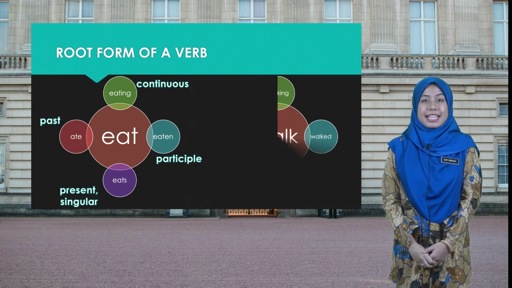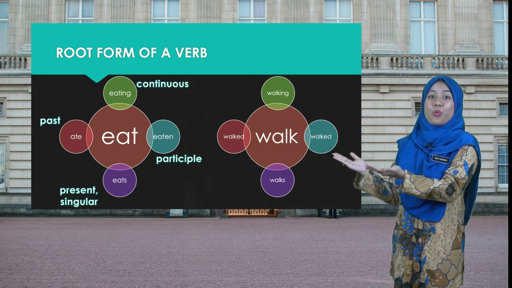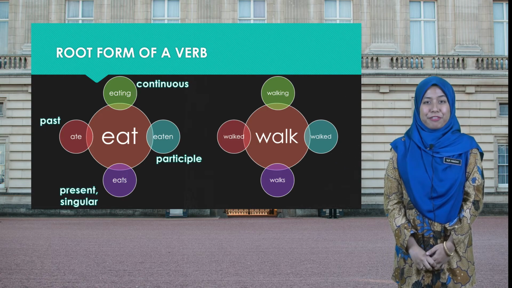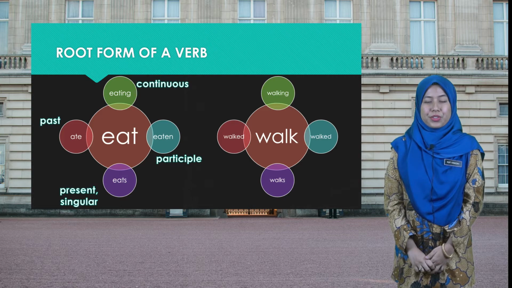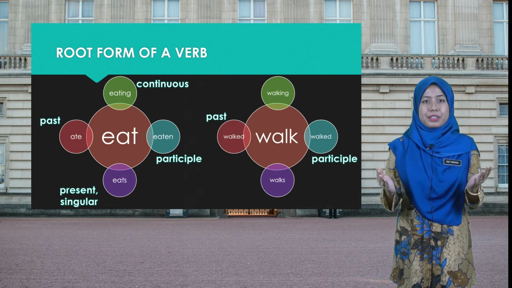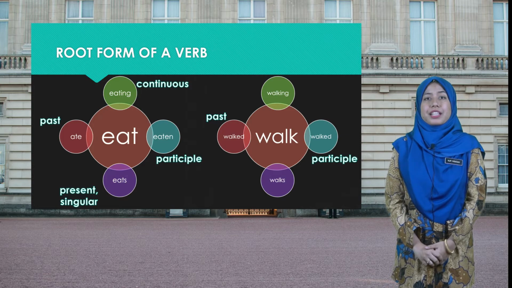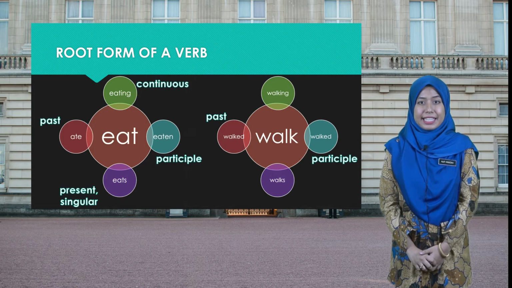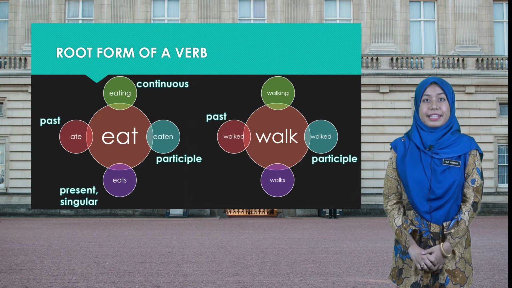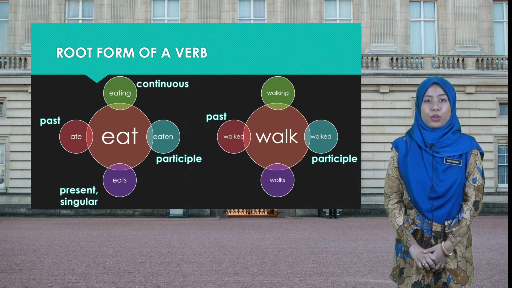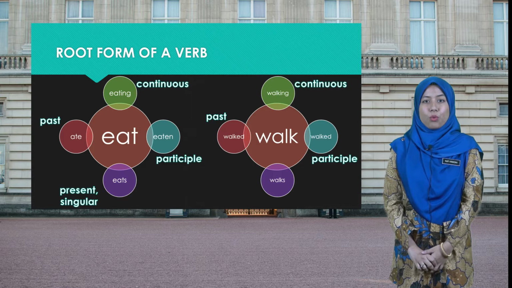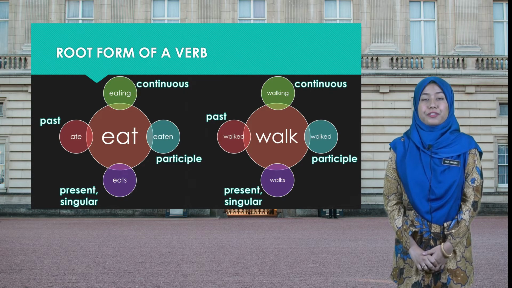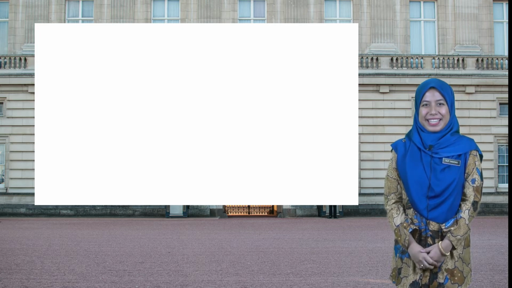Next example is walk. As you can see from the diagram, walked is used in both past and participle. So if you notice, if the past form of a verb ends with ed, the participle also ends with ed. Next, walking for continuous, walks for present singular tense. So the root form of this verb is walk. Is everything all right? Can we proceed? Great. Let's continue.